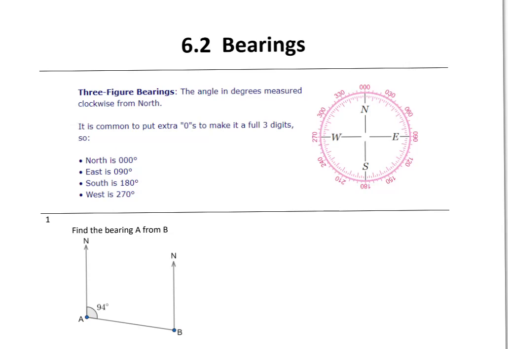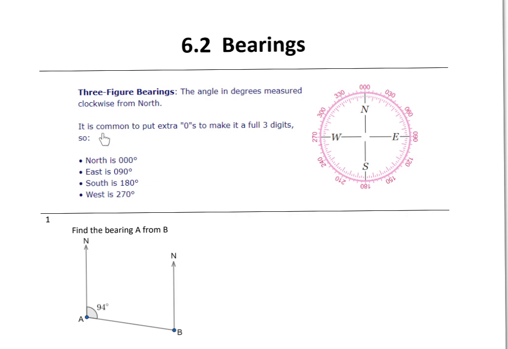Bismillah. Today we continue to finish chapter 6, Trigonometry. Bearing. What is the meaning of bearing? Bearing is the angle in degrees measured clockwise from the north.